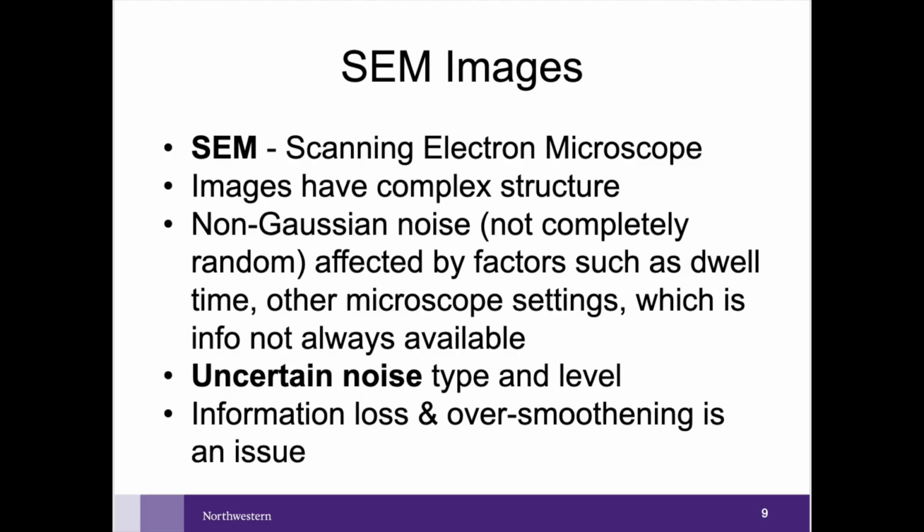There's a specific sort of microscope that I'm going to go over here, which are SEM microscopes, scanning electron microscopes. These images are often used in the field of semiconductor manufacturing and the life sciences. They often have a complex structure, and they have this non-random, non-Gaussian noise that is affected by factors like dwell time, microscope settings, etc. So the noise itself is uncertain, and there are often issues with the algorithms overshooting and having information loss.